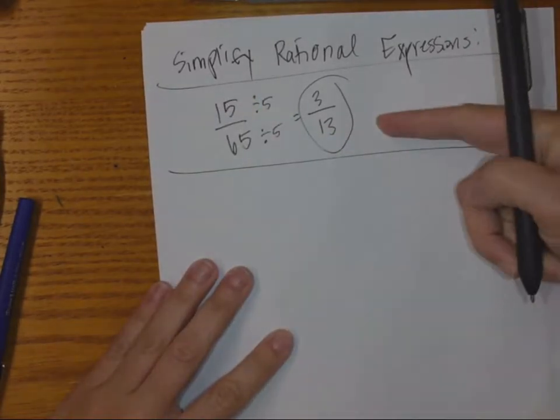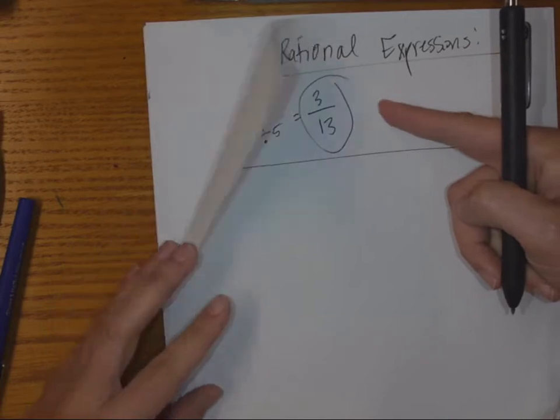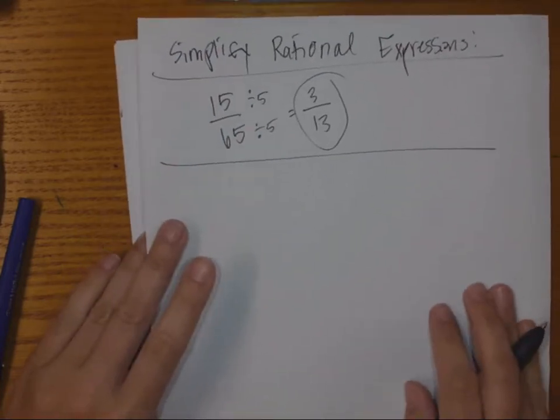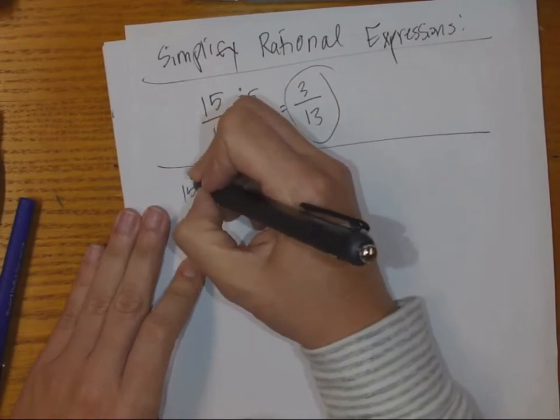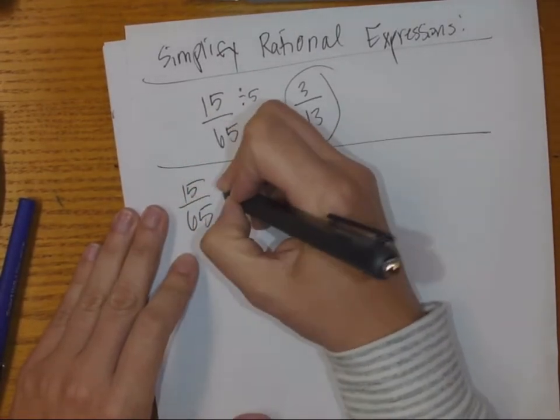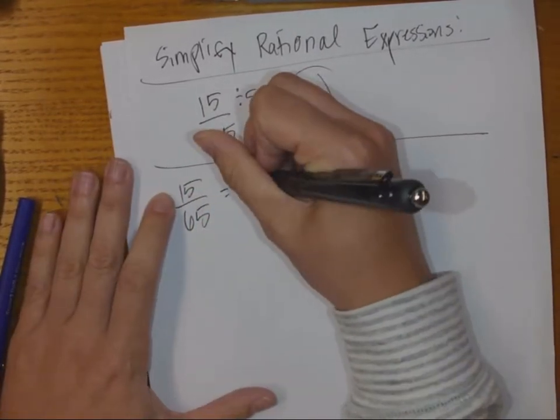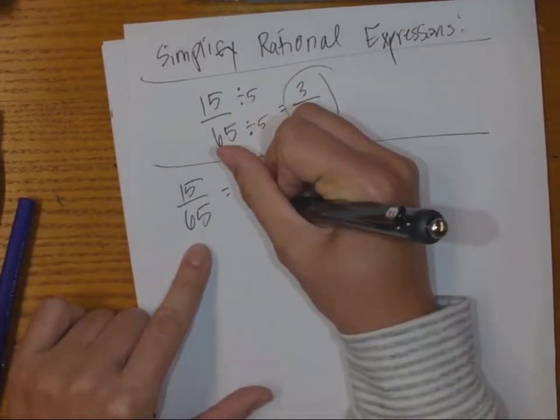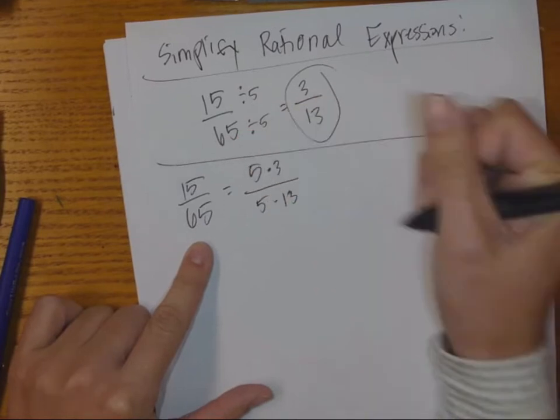So you can do it this way. It's just kind of awful to do it with long division or synthetic division. So instead, we're going to change this problem into a multiplication problem, okay? So I'm going to rewrite 15 as 5 times 3. 65 is 5 times 13.